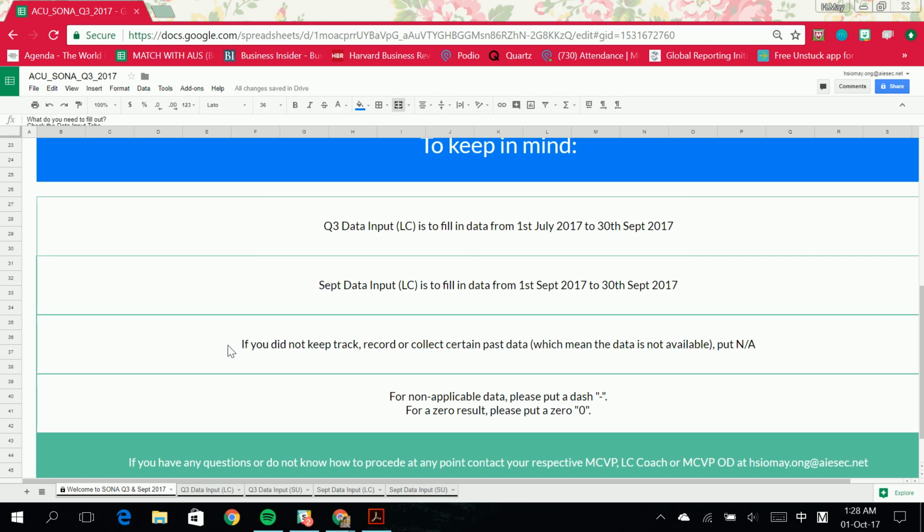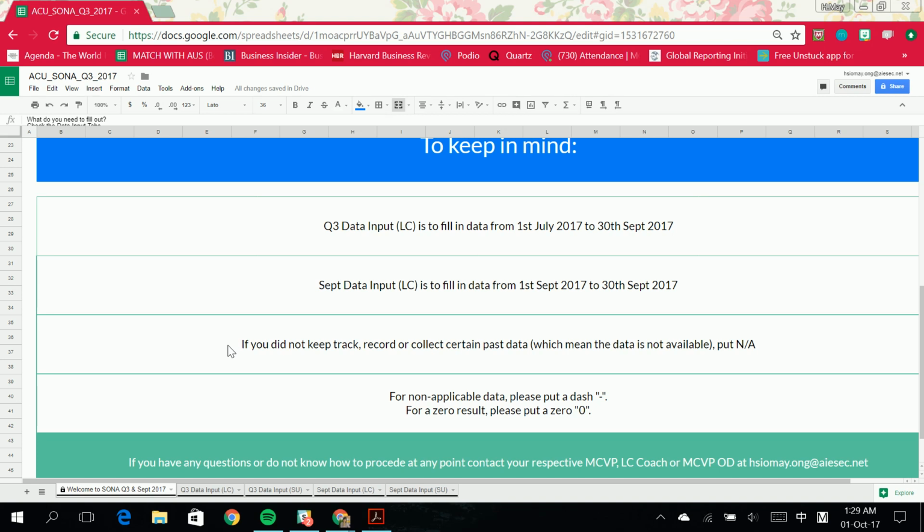If you have non-applicable data, for example you do not run a certain product such as iGET, then you just need to make sure that you put a dash in all the tabs that are related to iGET, because it doesn't apply to you as you do not run the product. And if you have a zero result, for example zero sign ups, just put zero in your tab. At the end of the day, we want to make sure that all your tabs are filled in, because if your tab is left empty, we will presume that you did not finish your SONA on time. This will cause you to lose your membership.